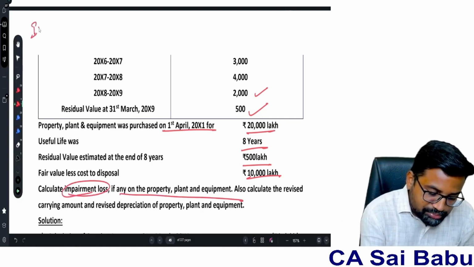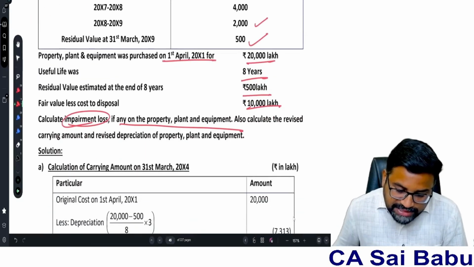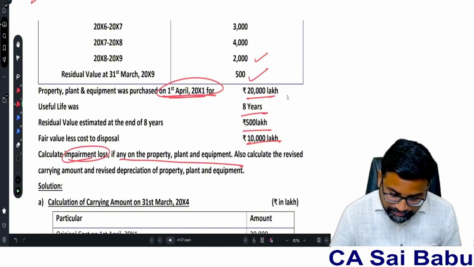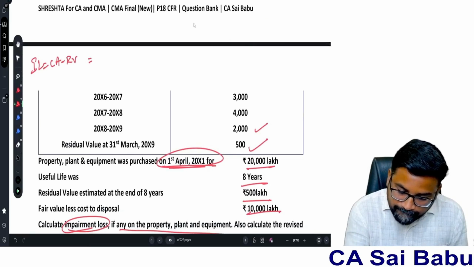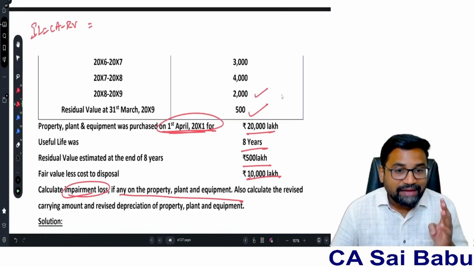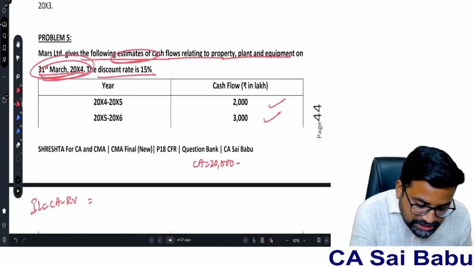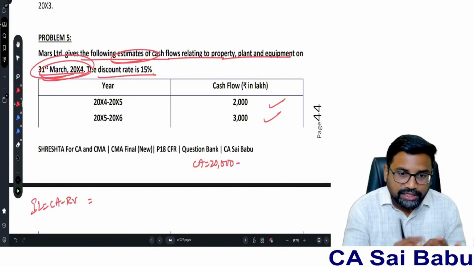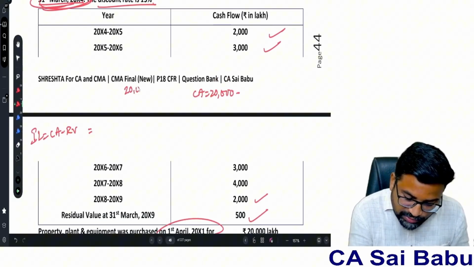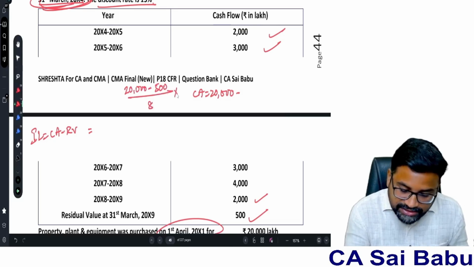So can you tell me how to calculate impairment loss? Carrying amount minus recoverable value. What is carrying amount here? Simple. When you have purchased the asset on 1st April 2011, what is the cost of the asset? 20,000 lakhs. So carrying amount is 20,000 lakhs cost of the asset minus depreciation. So 11, 12, 12, 13, 13, 14. So 3 years are over, because you need to calculate impairment loss on 31st March 2014. And useful life is 8 years. So therefore, can I say 20,000 minus residual value 500. This is depreciable amount divided by 8, because 8 years into 3.